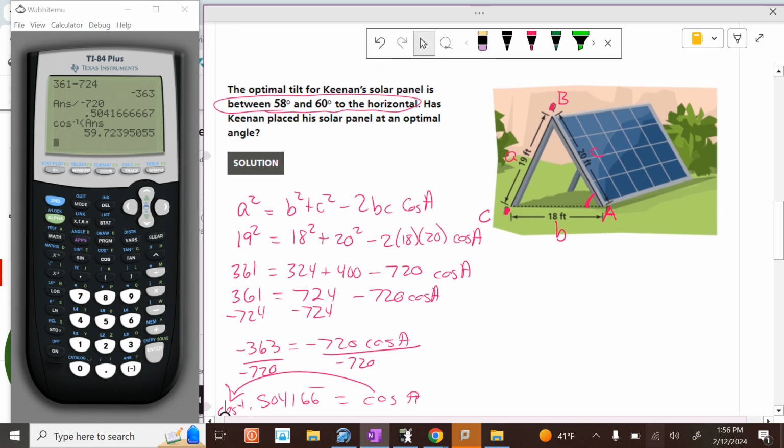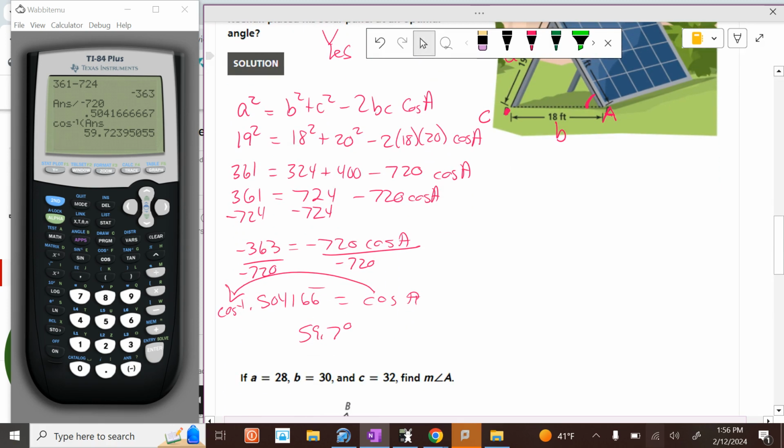Is 59.7 in between 58 and 60? Yes, it's placed in the proper position. Okay? Because it's 59.7. That takes a little bit more work. So on today's worksheet, you'll have several where you have to find the angle, because you need to get the process down.